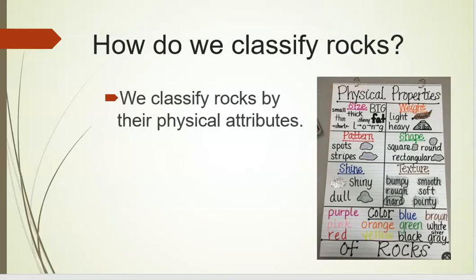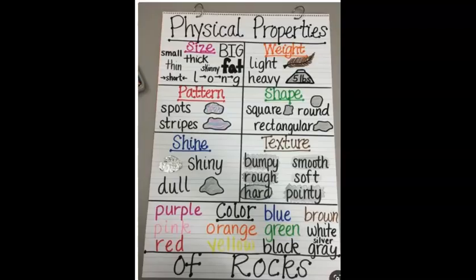So, how do we classify rocks? We classify rocks by their physical attributes. So, let's look at our physical properties anchor chart. We're always going to refer back to this chart when we're classifying our rocks. So, let's look at the physical properties. First we have size. Some adjectives that we have to describe that are big, fat, long, skinny, thick, small, thin, short.